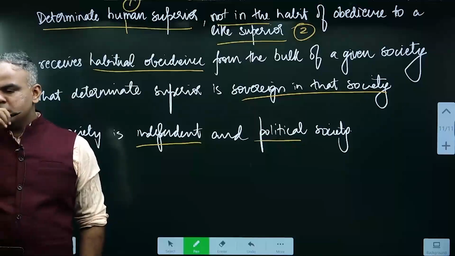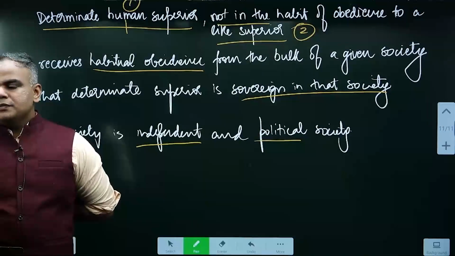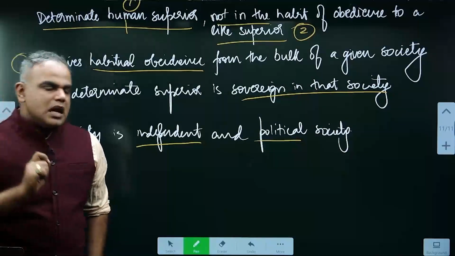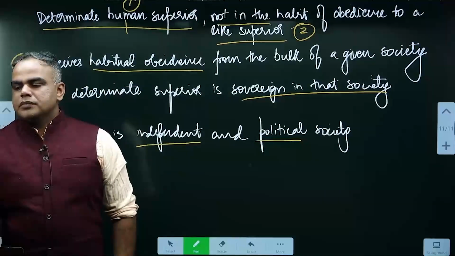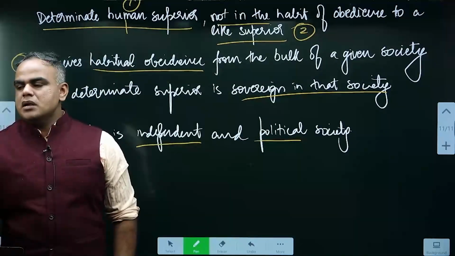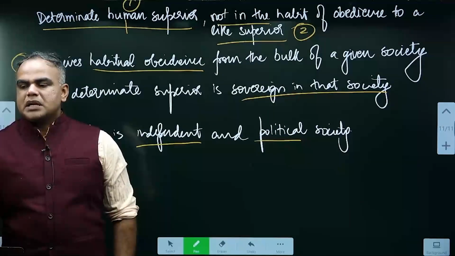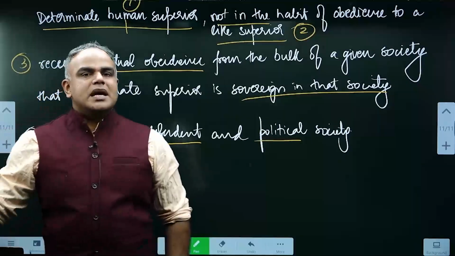Then write the fourth, in which such a society becomes a political and independent society. A state exists wherever such a sovereign relationship exists.